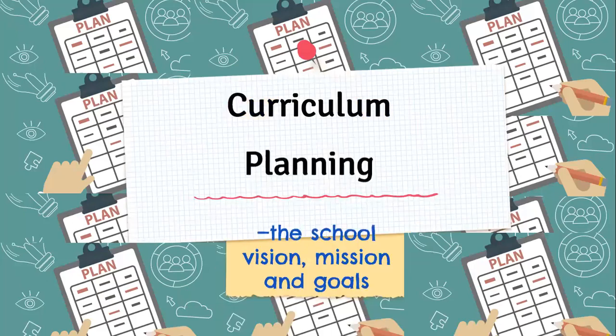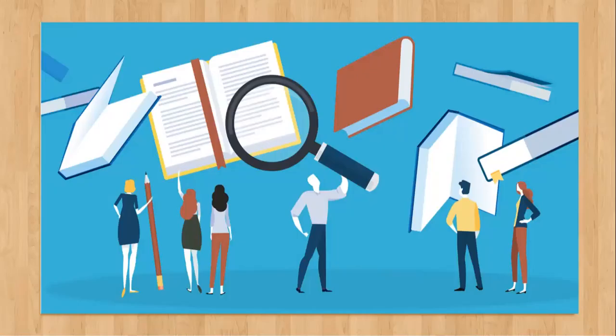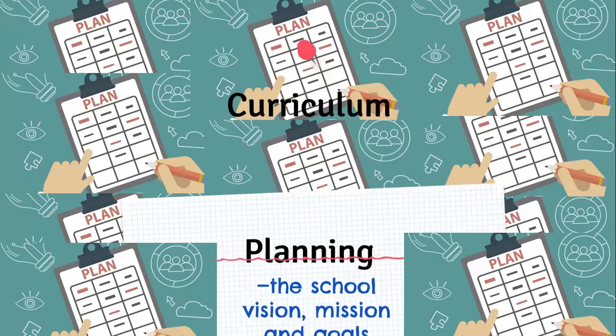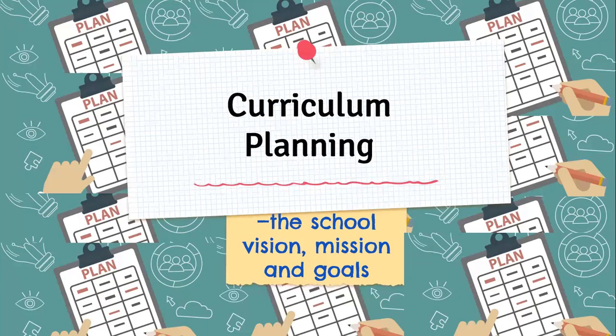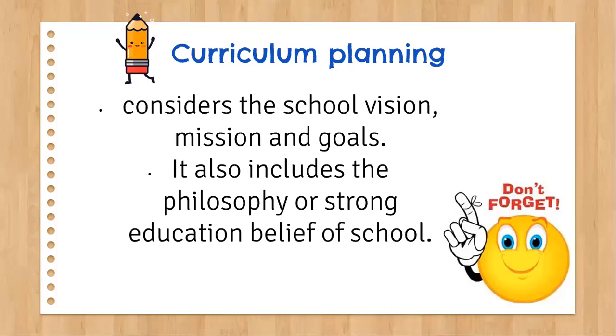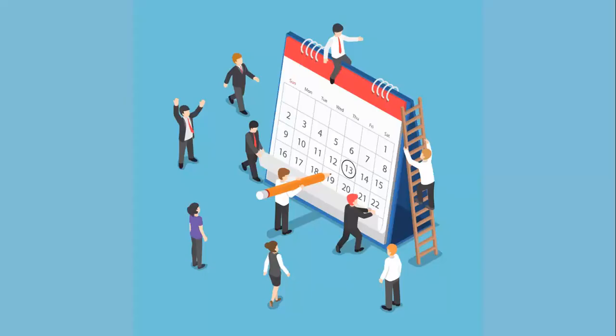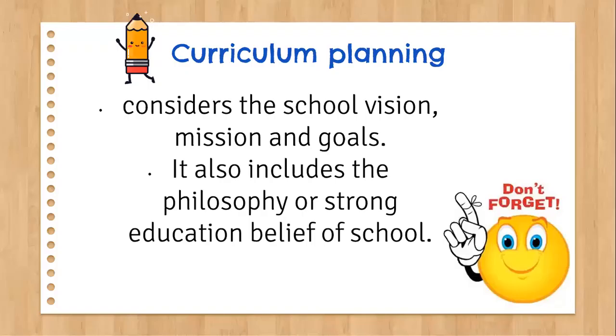Okay, first we have curriculum planning. This curriculum planning is included in curriculum development, CurDev, as our subject says. So curriculum planning, from the word plan, we are still planning, right? Included here are the school vision, mission, and goals. So curriculum planning considers the school vision, mission, and goals. And it also includes the philosophy or strong belief of the school.